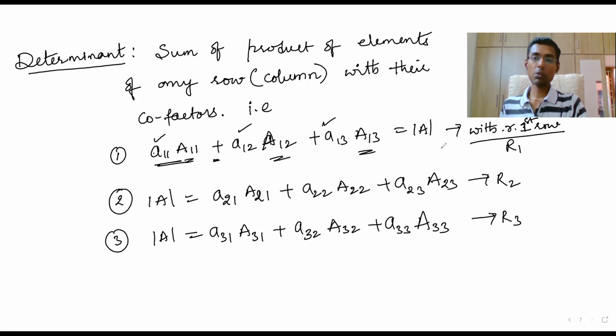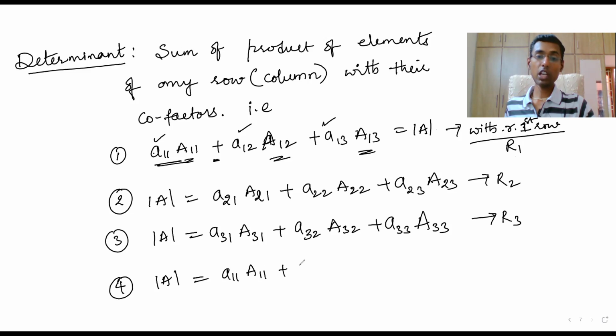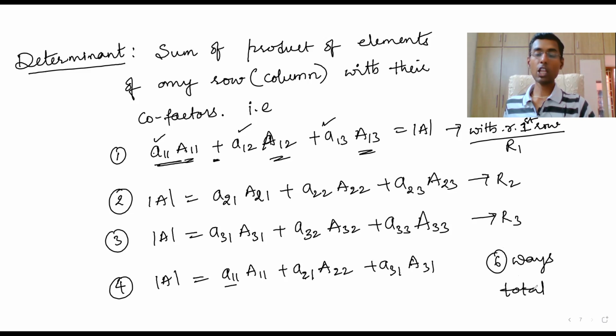That means you can find the determinant by expanding with respect to the first, second or third row. Or even the first column: A11 into A11 plus A21 into A21 plus A31 into A31. You multiply the first column elements with their corresponding cofactors. This is also the determinant. That means 6 ways in total, because you have 3 rows and 3 columns. You can find the determinant with respect to the 3 rows or the 3 columns.